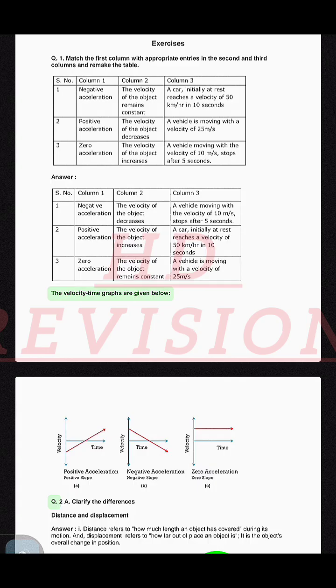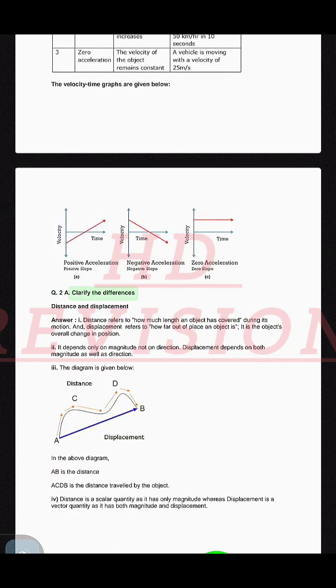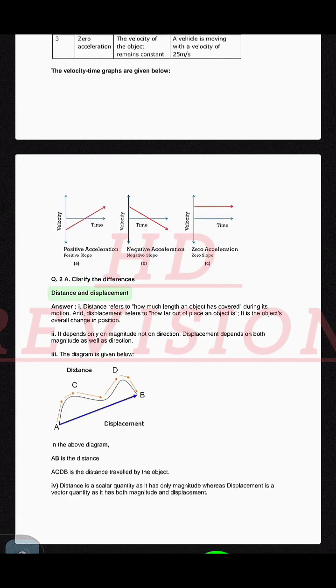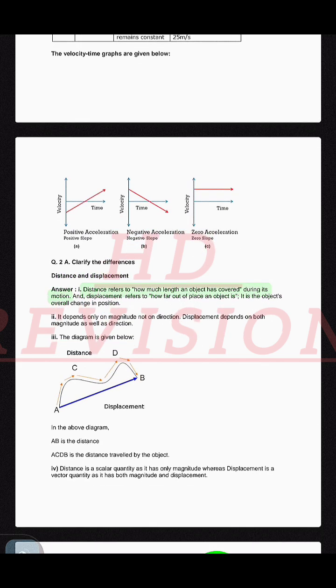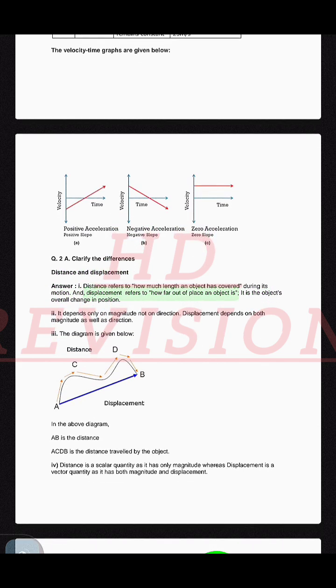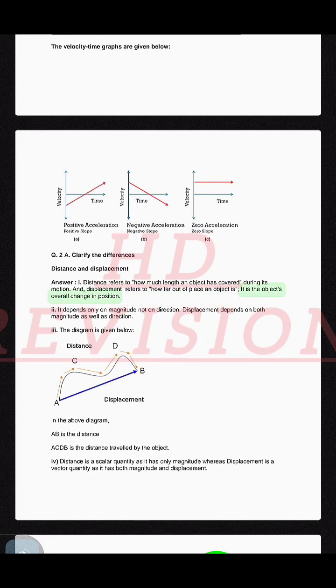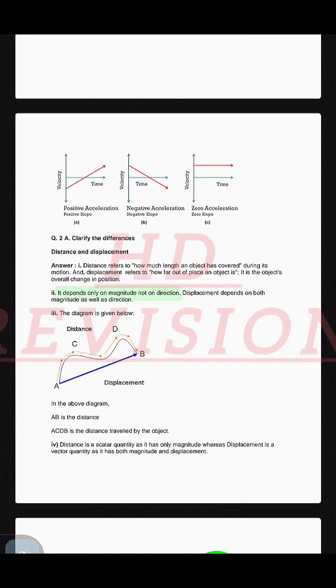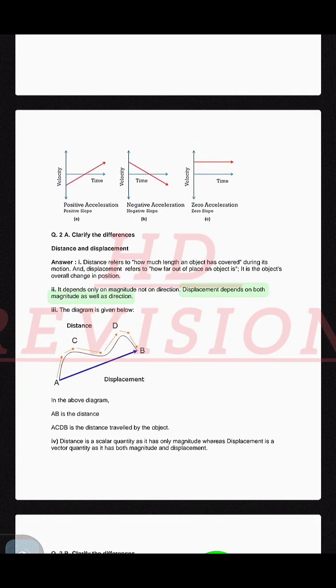Q2a. Clarify the differences. Distance and displacement. Answer. I. Distance refers to how much length an object has covered during its motion, and displacement refers to how far out of place an object is. It is the object's overall change in position. II. Distance depends only on magnitude, not on direction. Displacement depends on both magnitude as well as direction.